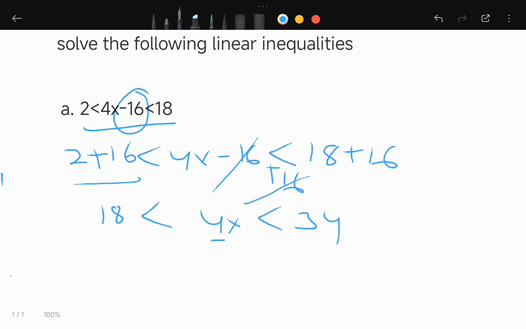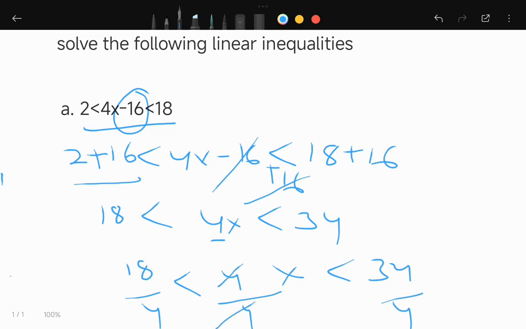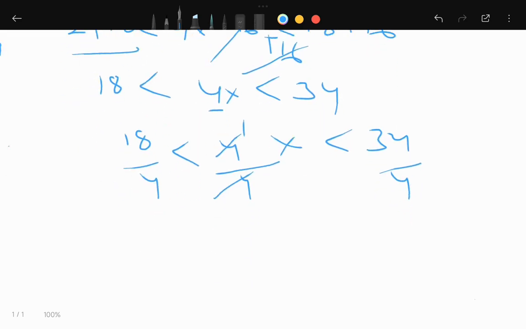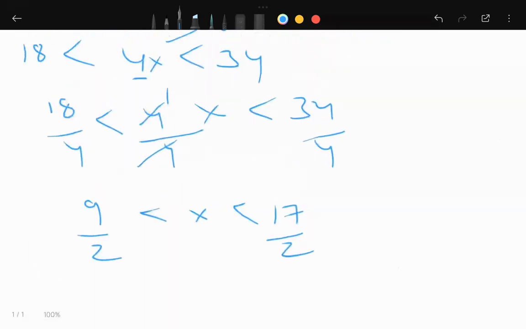Now to eliminate this 4, let us divide by 4 on both sides of the inequality. 4 ones are 4. 18 by 4 becomes 9 by 2, since 2 is a factor of both 18 and 4. And similarly 34 by 4 becomes 17 by 2. So x lies between 9 by 2, which is 4.5, and 17 by 2, which is 8.5.